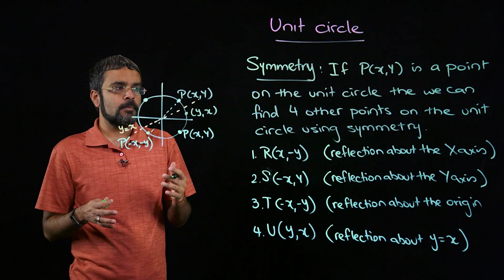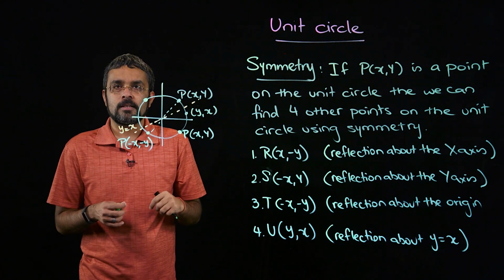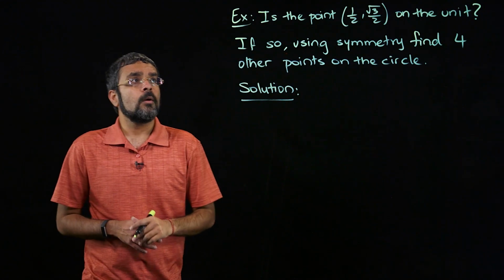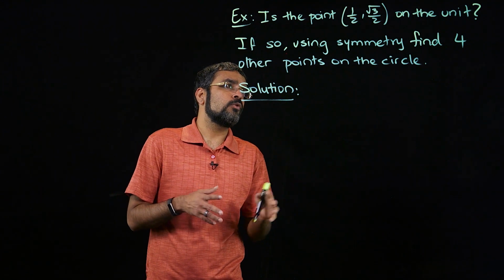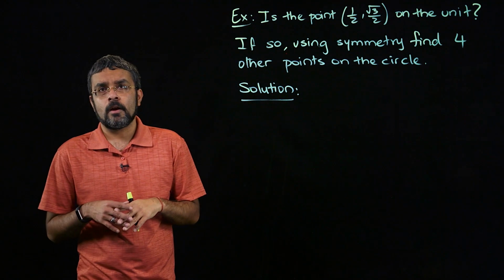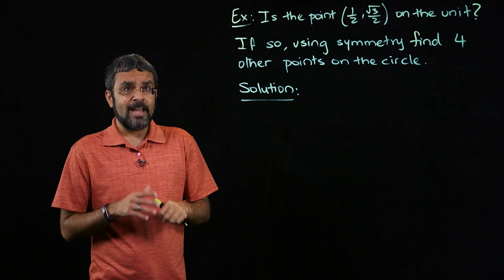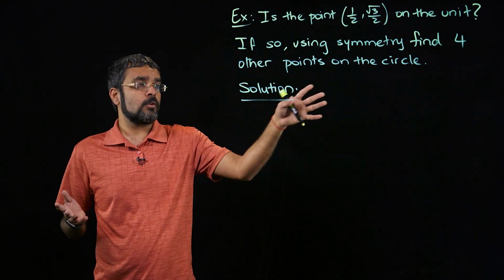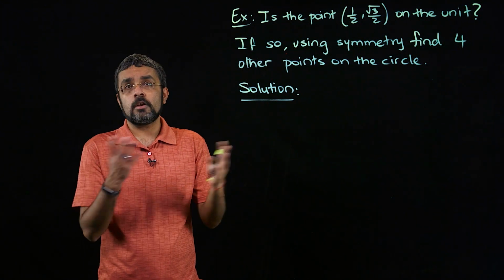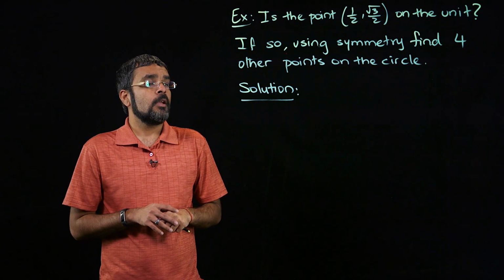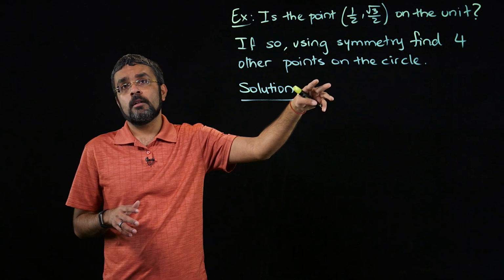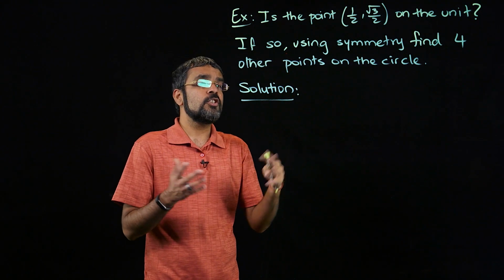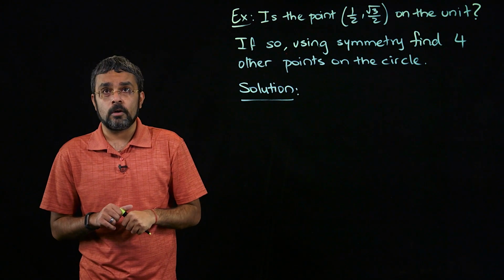So let's take an example and try and find points using symmetry. Okay, so let's look at this example. We have a point 1/2 and √3/2. So first thing we're going to figure out is whether this point is on the unit circle. If it is not on the unit circle, the second part of the question doesn't apply to us because we cannot use symmetry. But if it is on the circle, then we can use symmetry of the unit circle to find 4 other points, right?